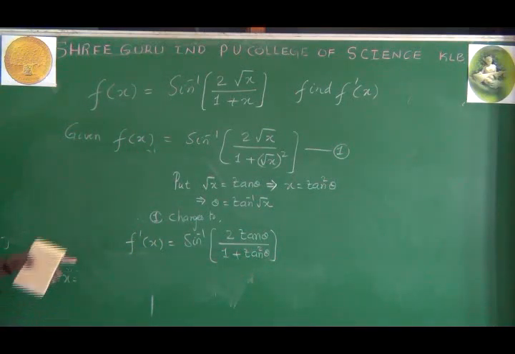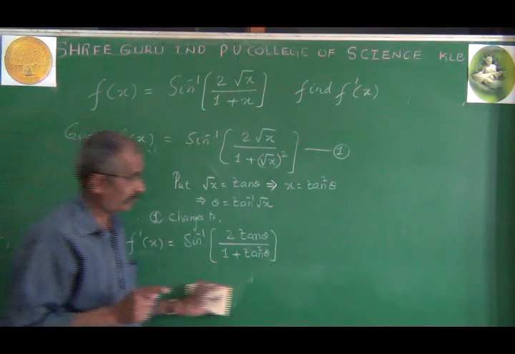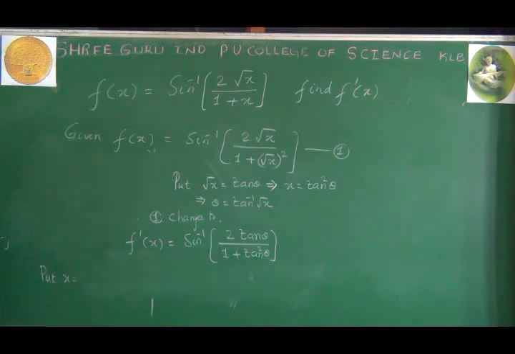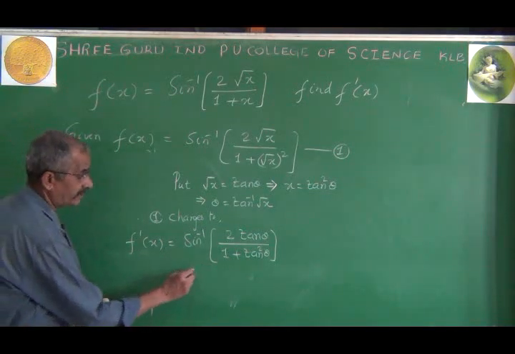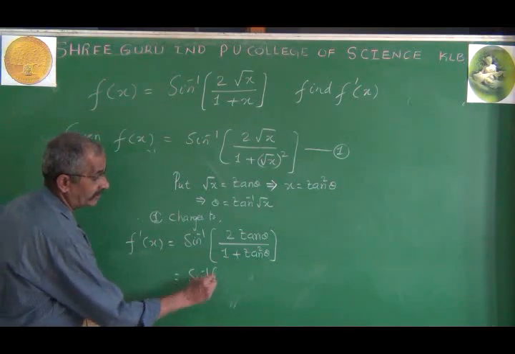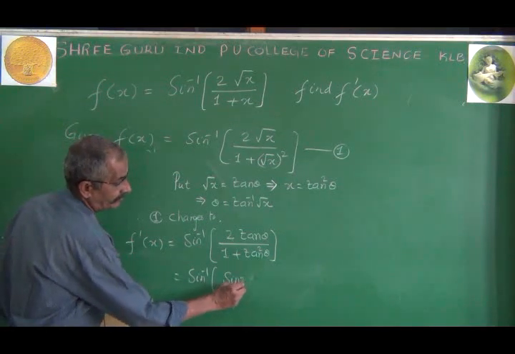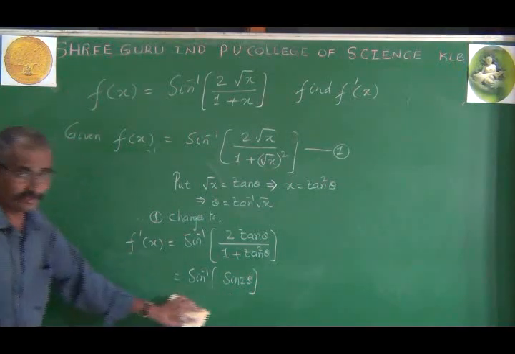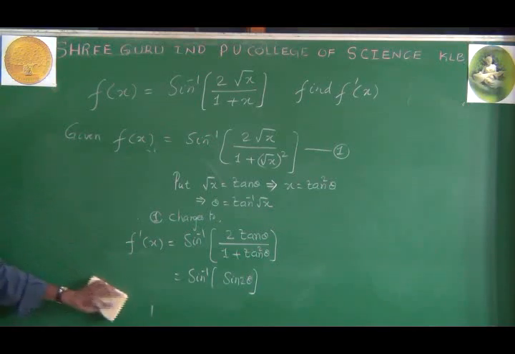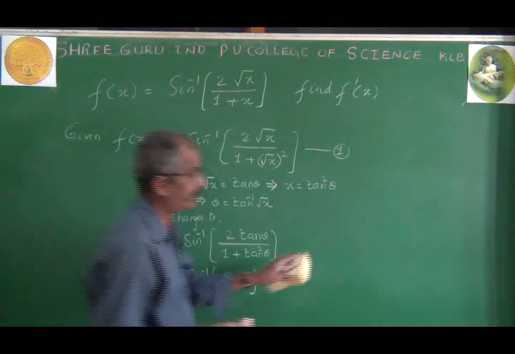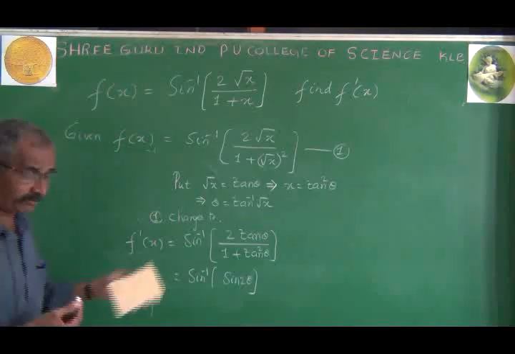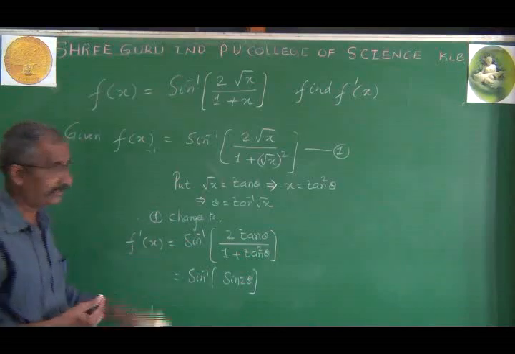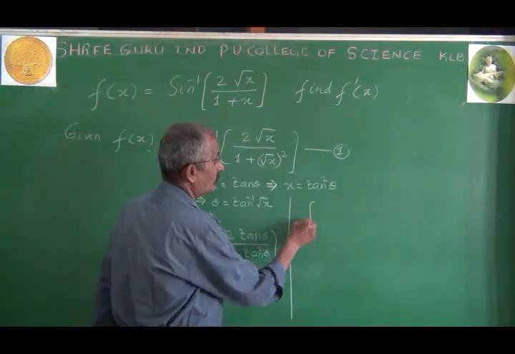And that bracket expression is exactly a trigonometry formula. 2 tan theta by 1 plus tan square theta is the formula for sine 2 theta. Hence it is sine inverse of sine 2 theta. And yet again, by formulas, as you know, mathematics means 50% formulas. If you are perfect in formulas, you are perfect in mathematics. So now once again a formula: of inverse trigonometrical functions, namely sine inverse of sine angle is the angle. So f of x equals 2 theta.